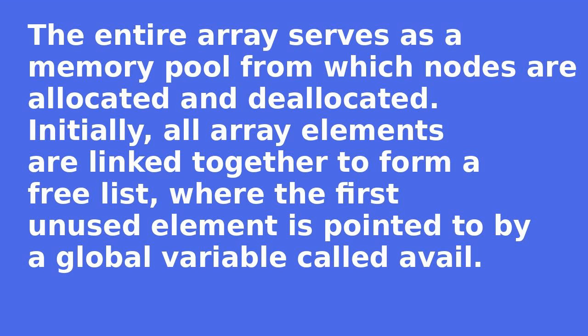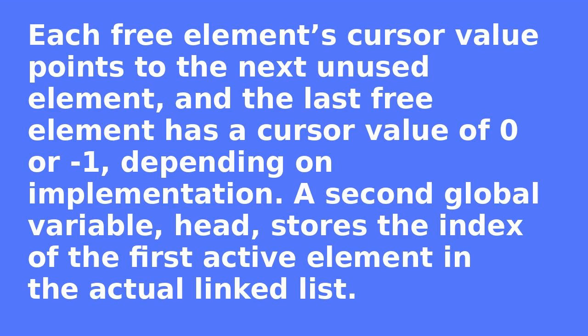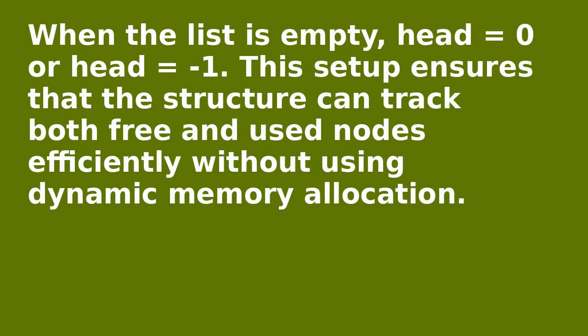Initially, all array elements are linked together to form a free list, where the first unused element is pointed to by a global variable called avail. Each free element's cursor value points to the next unused element, and the last free element has a cursor value of 0 or -1. Depending on implementation, a second global variable, head, stores the index of the first active element in the actual linked list. When the list is empty, head equals 0 or head equals -1. This setup ensures that the structure can track both free and used nodes efficiently without using dynamic memory allocation.